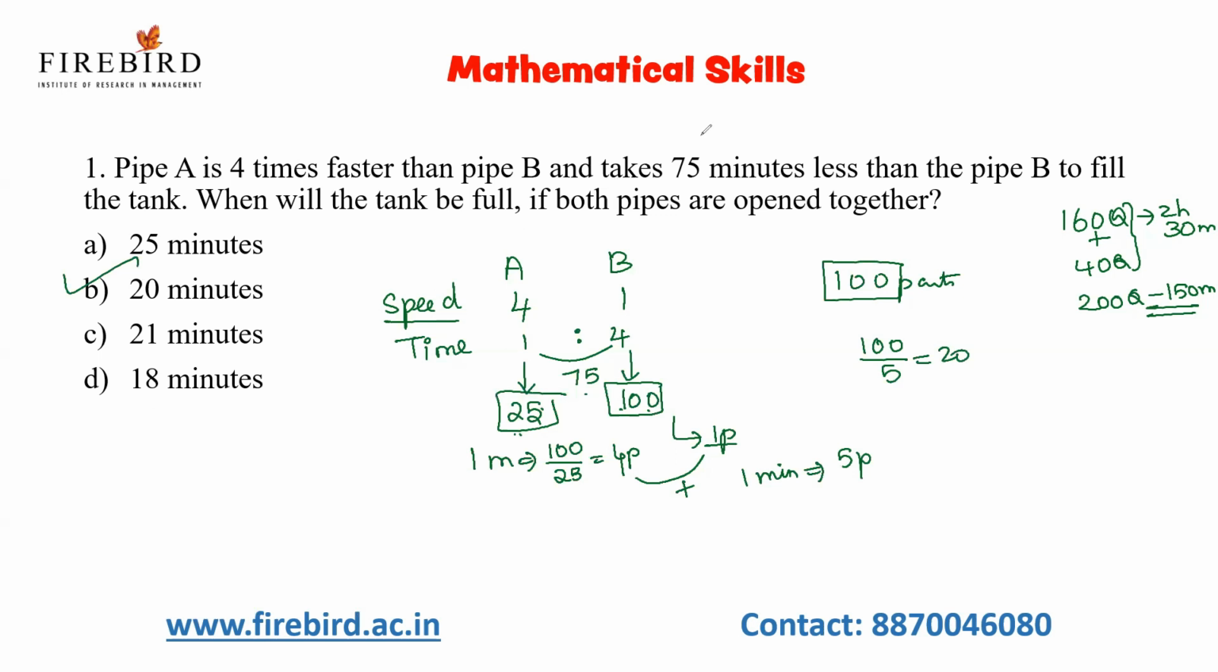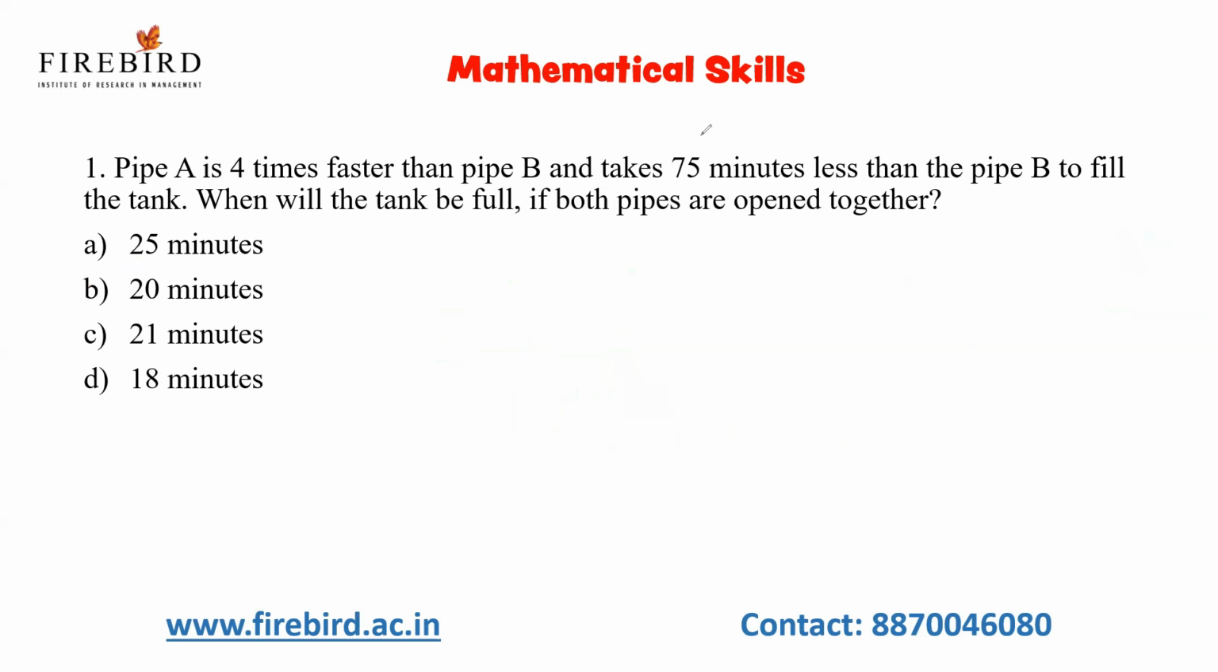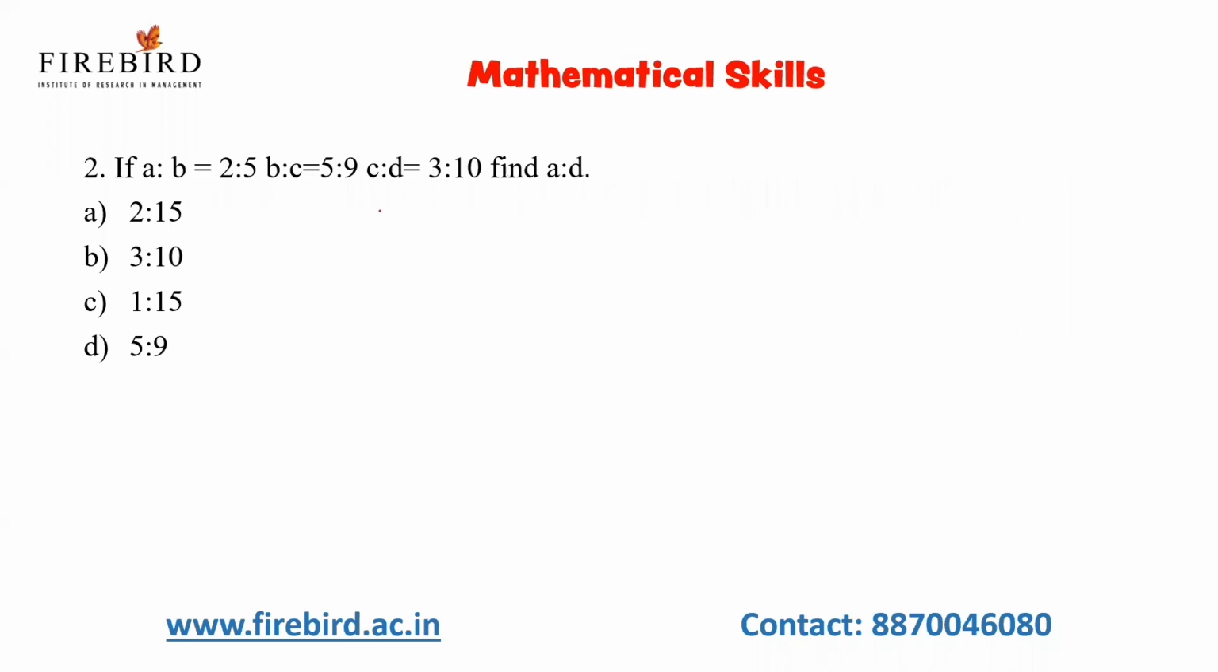If you know the basics, you can solve it very easily. Now, let us move on to the next question. See, this is a question based on ratio. And you should be thorough with the ratio concepts because these kinds of questions are very repeated. Otherwise, you may get confused. A is to B, B is to C, C is to D. If I write it as 2 is to 5, and then 5 is to 9, and then 3 is to 10.